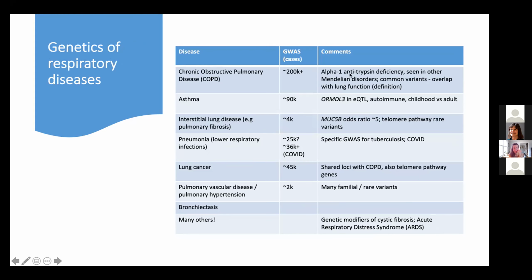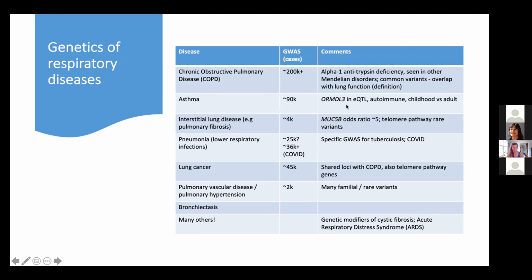So what about the genetics of these? There have been genetics studies of these diseases at least. So COPD, I've been studying. Alpha-1 antitrypsin deficiency is the prototype genetic cause of COPD, known for over 50 years. But you also see COPD and emphysema in other Mendelian disorders. And we'll talk a little bit more, but there are common variants and a lot of overlap with lung function, based on how we define COPD.